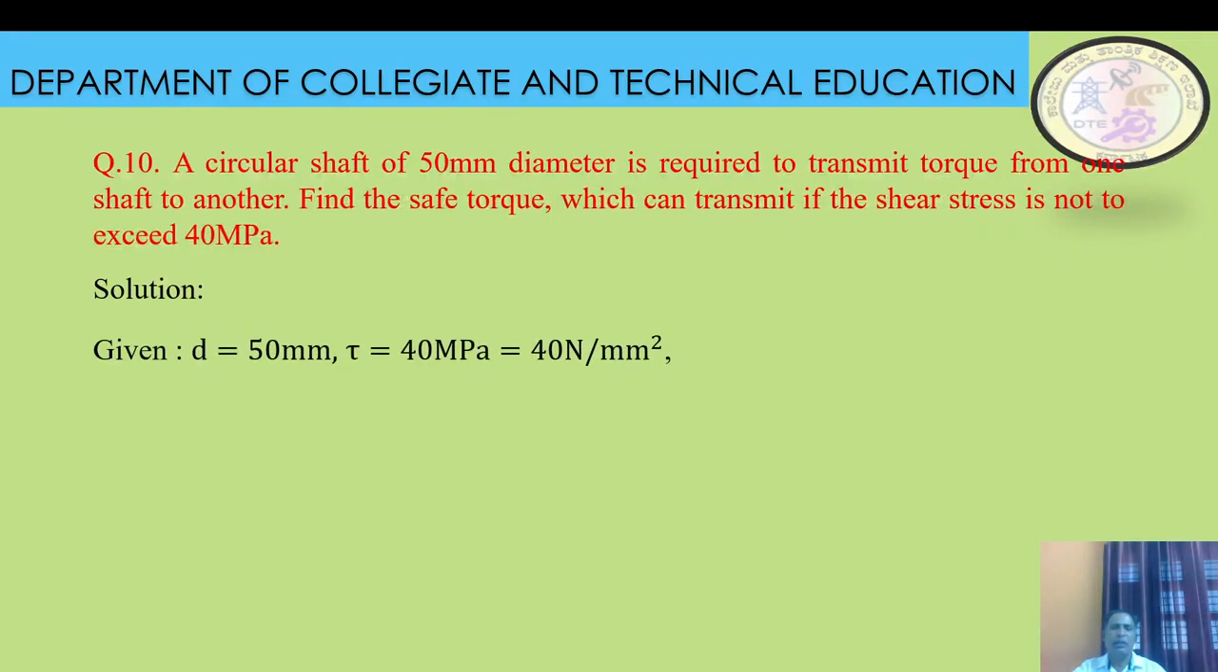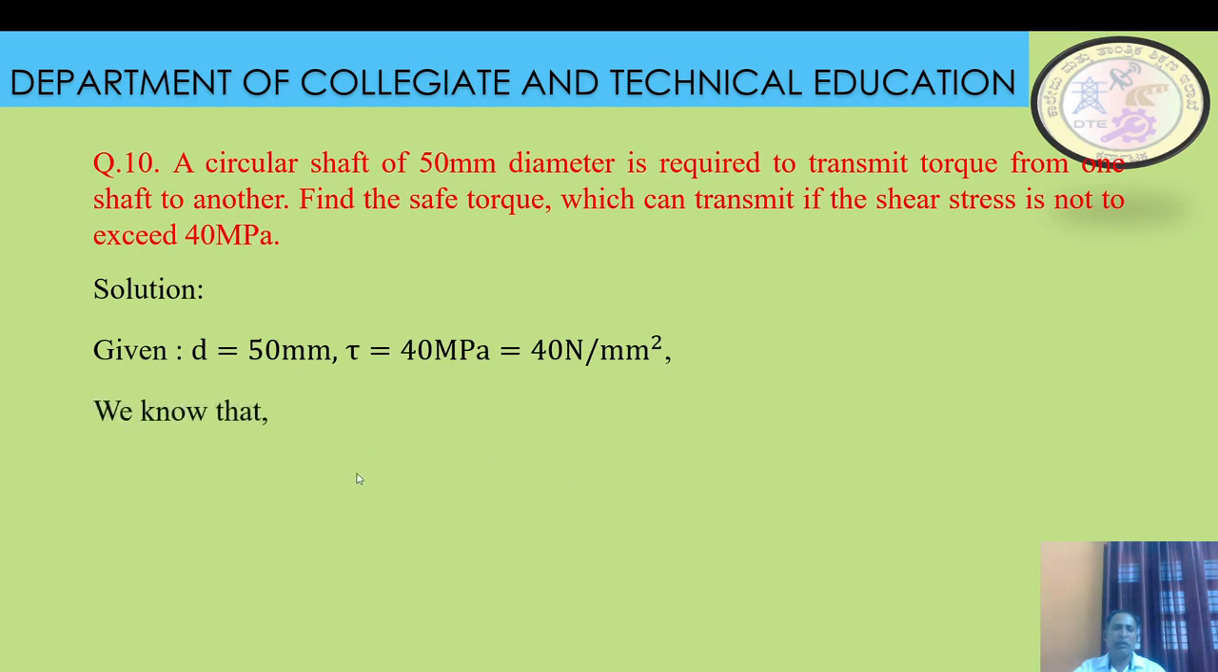As you know that 1 megapascal is equal to 1 Newton per mm square, or you can have the conversion, that is 1 megapascal is equal to 10 to power of 6 Pascal and 1 Pascal is equal to 1 Newton per meter square. So therefore 1 meter square has to be converted into mm square. Therefore 10 to power of 6 by 10 to power of 6 gets cancelled. Therefore you can write directly 1 megapascal is equal to 1 Newton per mm square. Therefore 40 megapascal is equal to 40 Newton per mm square.